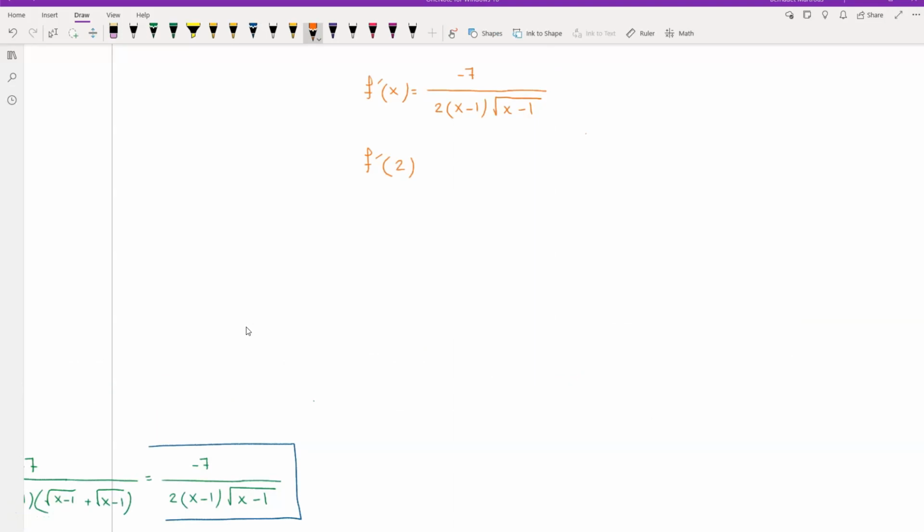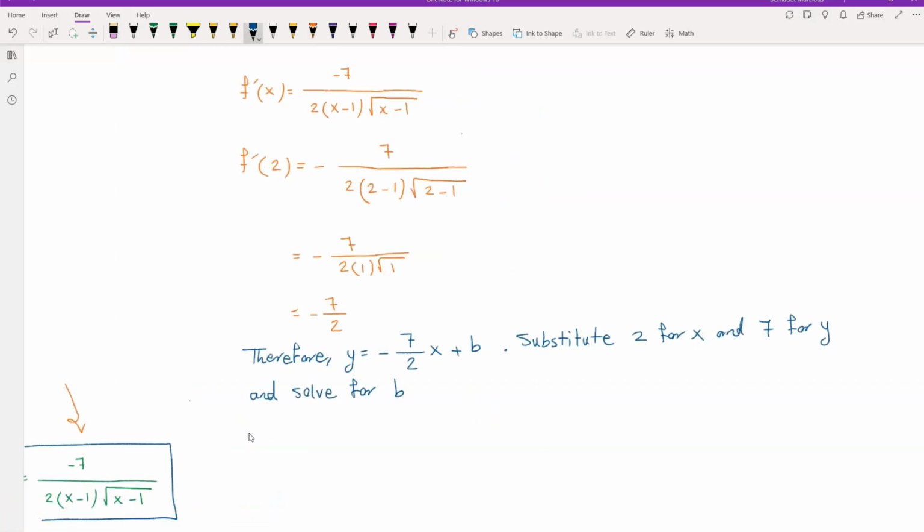Now we have to find f prime of 2 for x equal to 2. So based on what we had here on this part, this is equal to negative 7 divided by 2 times, instead of x, we have 2, so 2 minus 1, multiplied by square root of 2 minus 1. So the answer here on this part is negative 7 divided by 2.